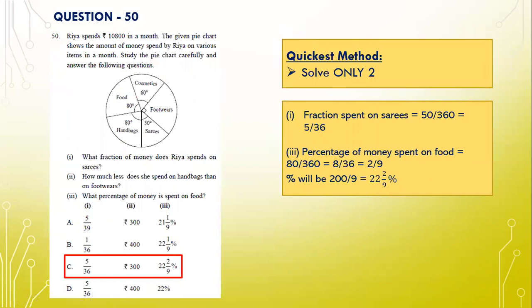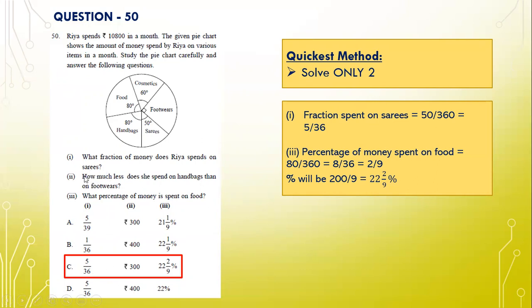Ria spends 10800 rupees in a month. The given pie chart shows the amount of money spent by Ria on various items in a month. Study the pie chart carefully and answer the following questions. So again, we have to solve only 2. So let's solve 1. What is the fraction of money Ria spends on saris? Saris is 50 degrees. And how many degrees in total? 360 degrees. So the fraction is 50 upon 360, which is 5 upon 36. So first answer is 5 upon 36.